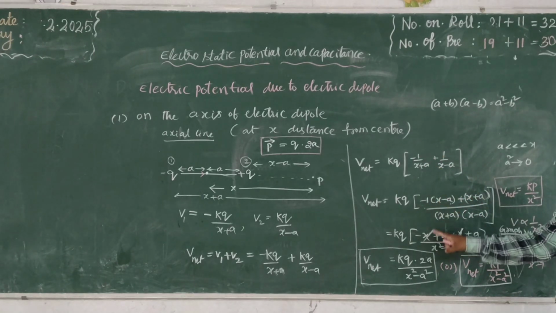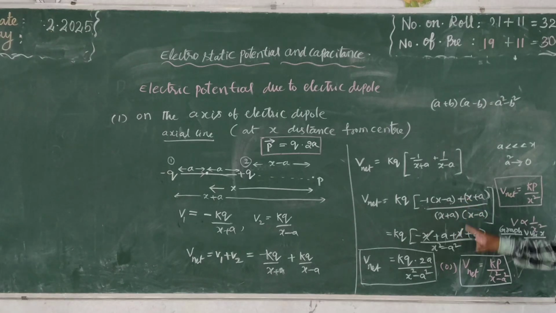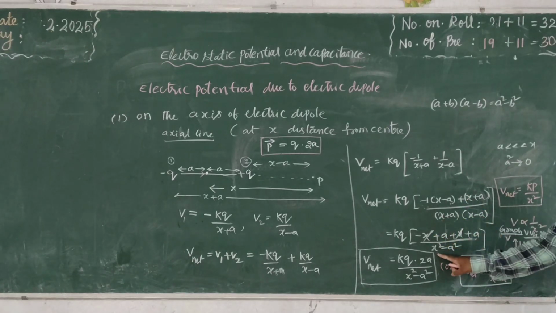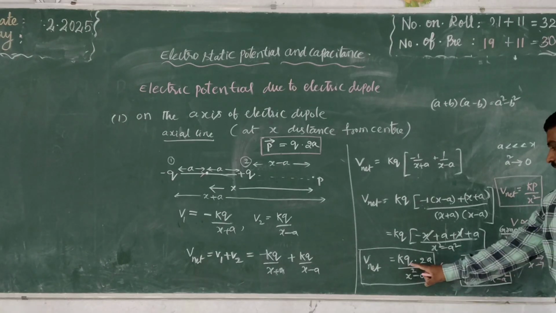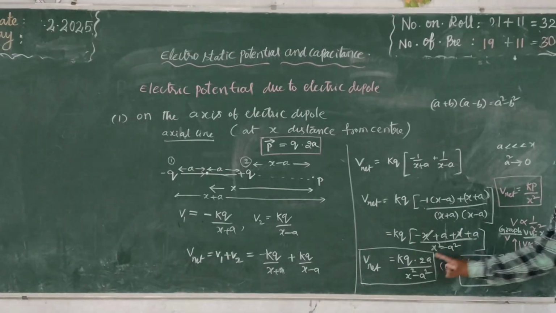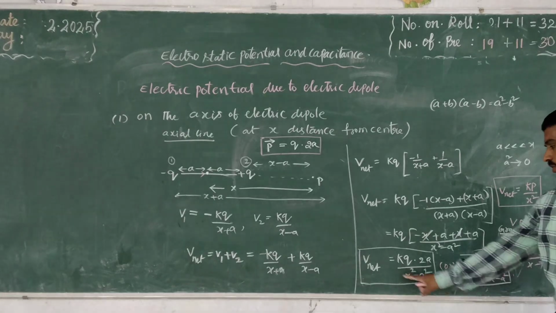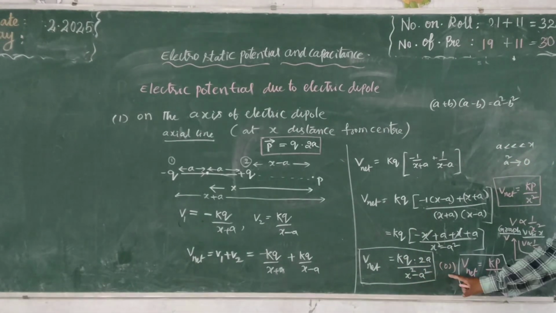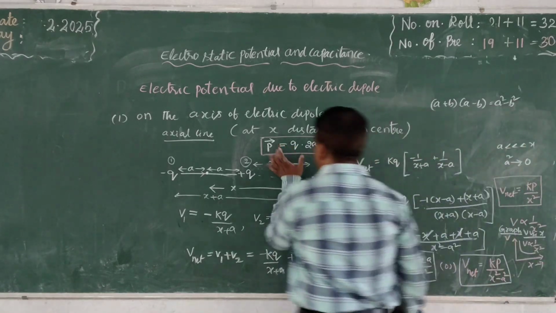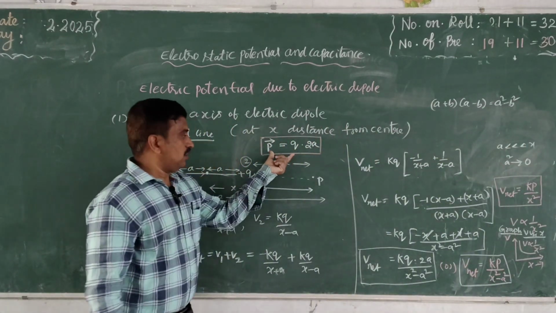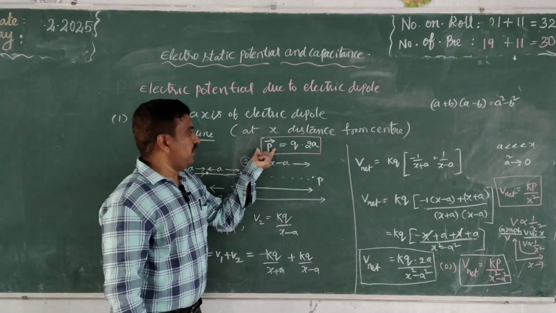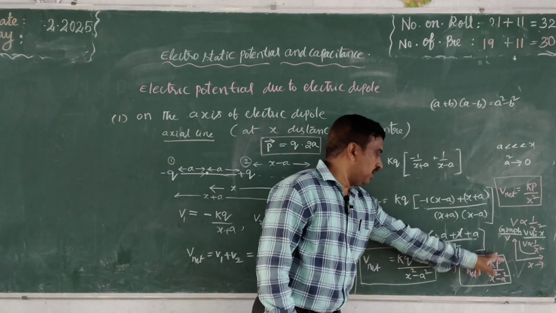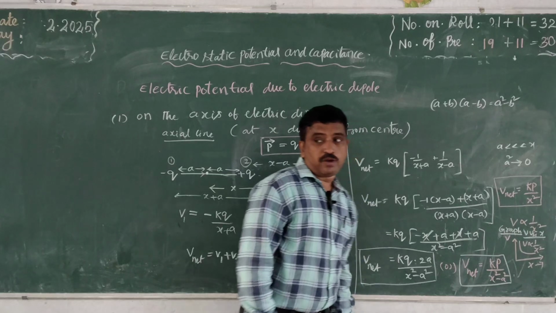Simplify: minus x minus minus plus a, x plus a, minus x plus x cancel, and we get (a plus b)(a minus b), a square minus b square. Here kq times a plus a, 2a, by x square minus a square. So V net equals kq into 2a by x square minus a square. The dipole moment p equals what? q times 2a. Instead of q times 2a we can write p: kp by x square minus a square.